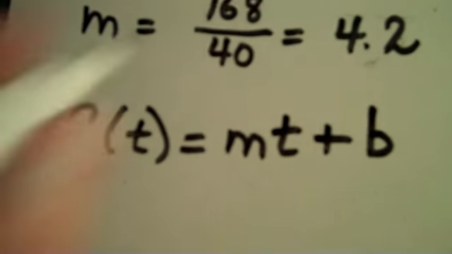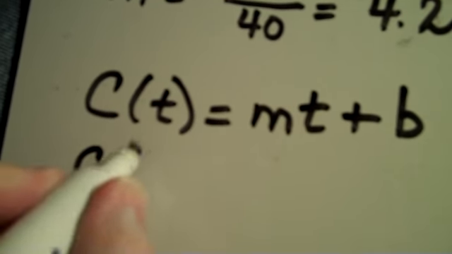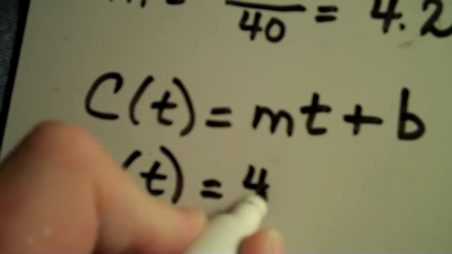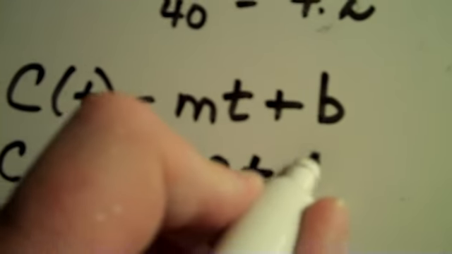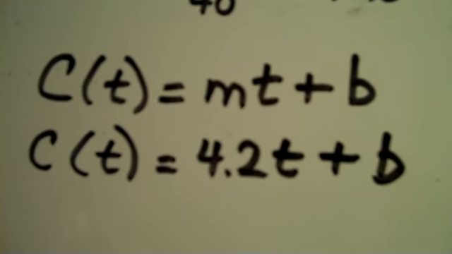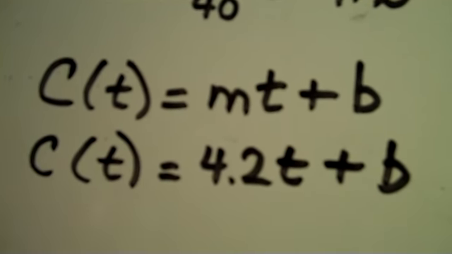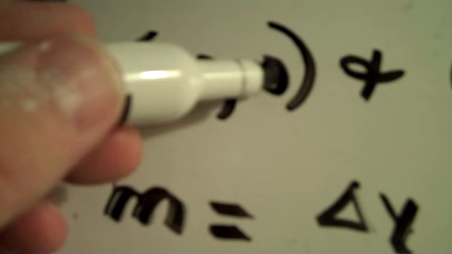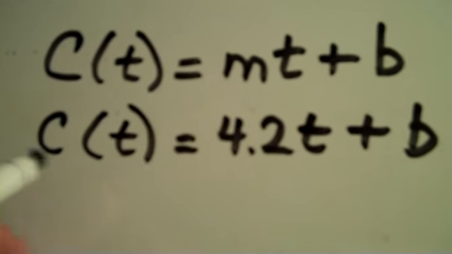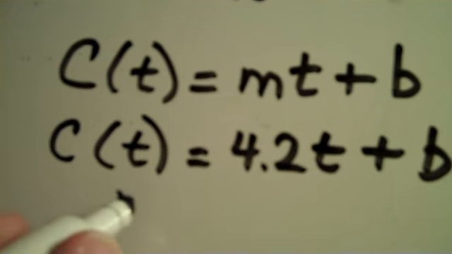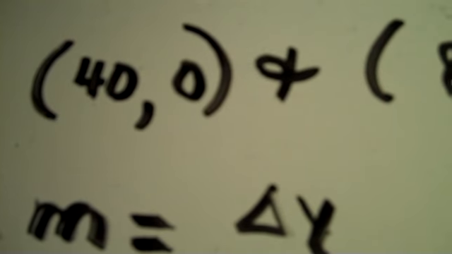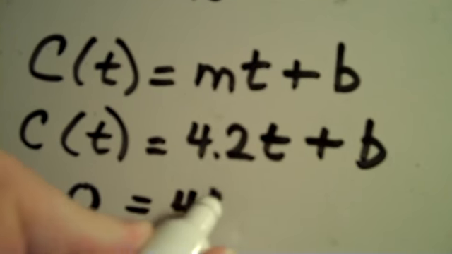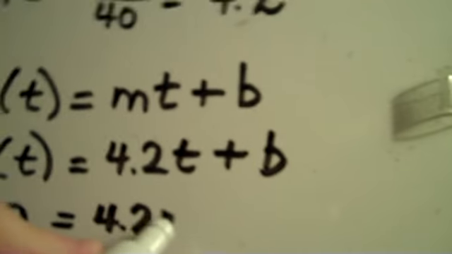All right, now we just found the slope. C of t is equal to 4.2 times t plus b. But unfortunately, I don't know what b is. Well, let me show you a pretty cool way to find that. Let's take the ordered pair 40, 0. Now remember, 40 is input, 0 is output. So if I come down to this equation, C of t would be 0. That's my output from that ordered pair. 40 would be my input.